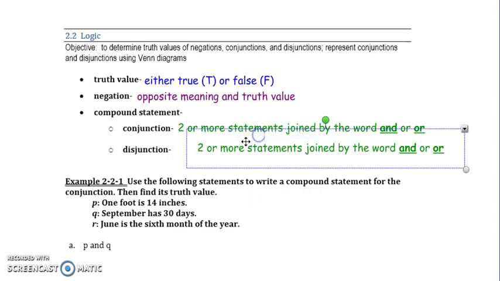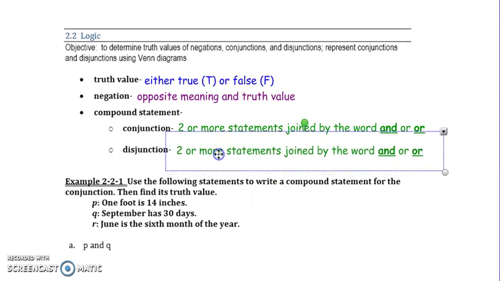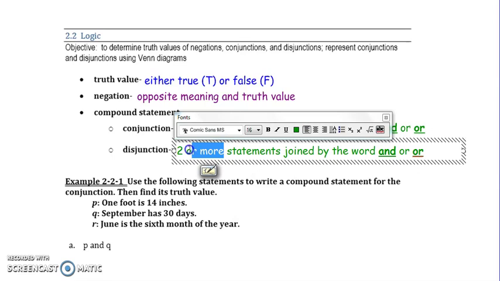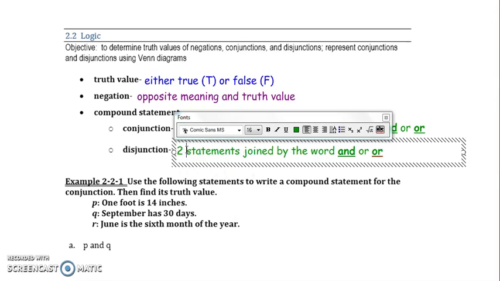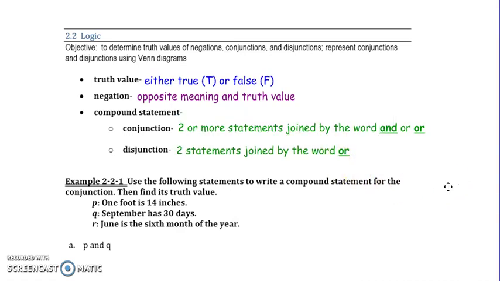And then a disjunction is two statements joined by the word "or". So this or this, that's a disjunction. And then a conjunction is two or more statements joined by the word "and".